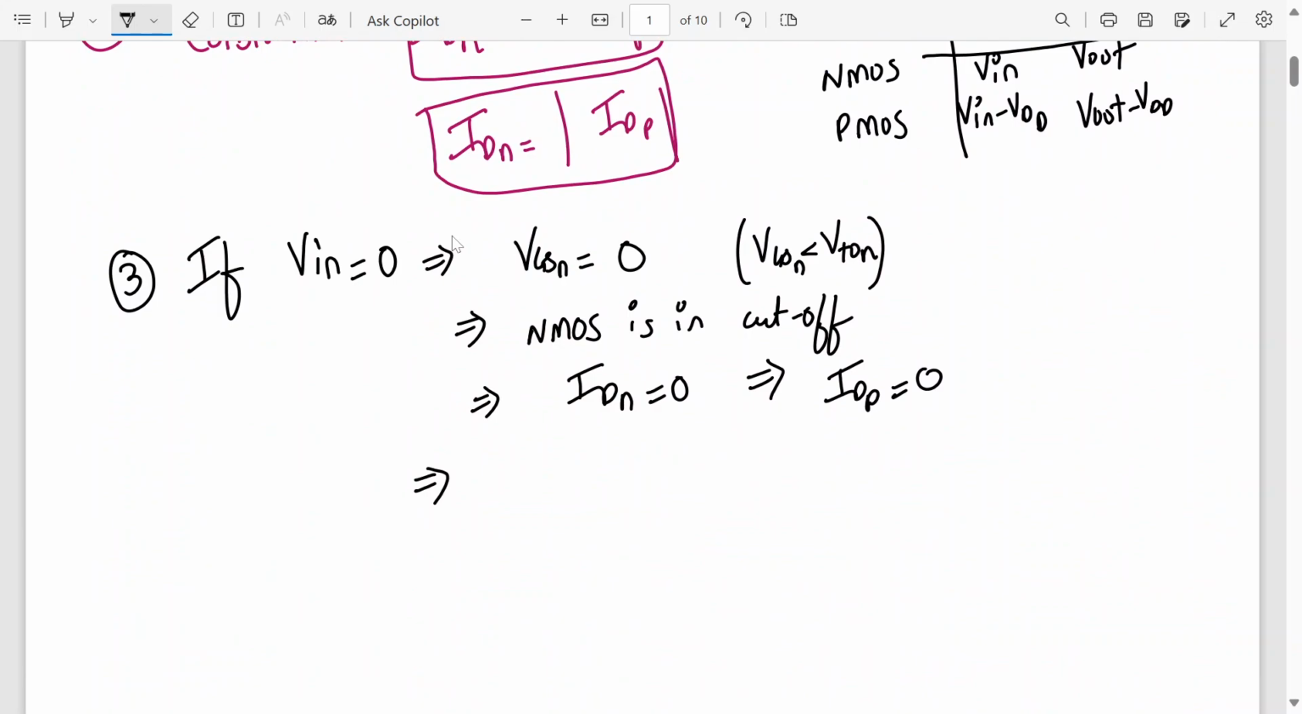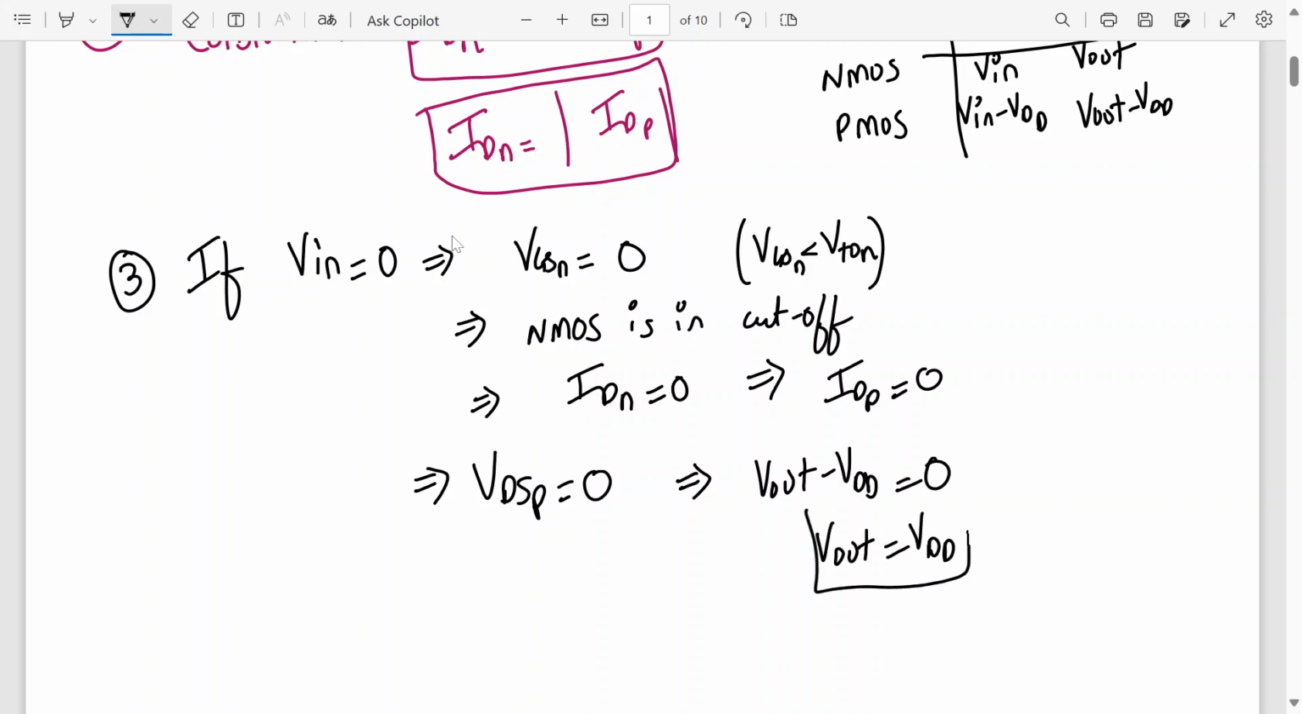So VDSP should be 0. VDSP 0 means Vout minus VDD is 0. So what is Vout equal to? That is what the inverter is doing. So for Vin 0, Vout is VDD. So the VDS voltage of the PMOS transistor will try to adjust itself.